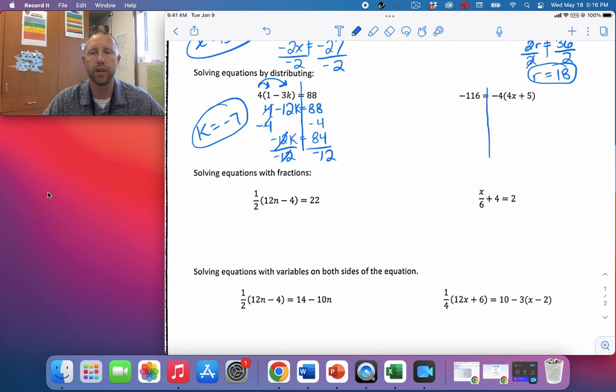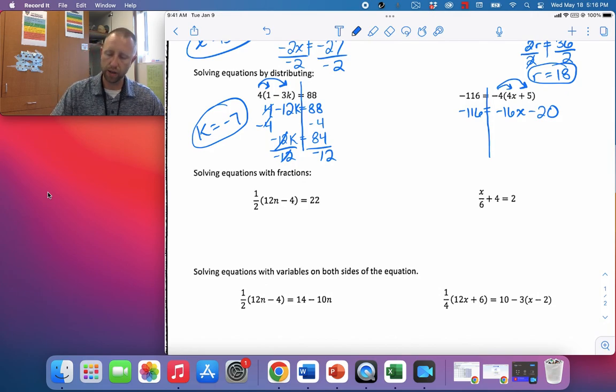All right, guys, on the right-hand side, you're going to distribute the negative 4 from both sides. I've got negative 116 equals, so negative 4 times 4x is negative 16x. Negative 4 times a positive 5 is a negative 20. All right, and we just do the opposite from here on out, right? So I'm adding 20 to both sides first. Okay, negative 116. So to get back to negative 100, that's 16, and then 4 more. So negative 96 equals negative 16x.